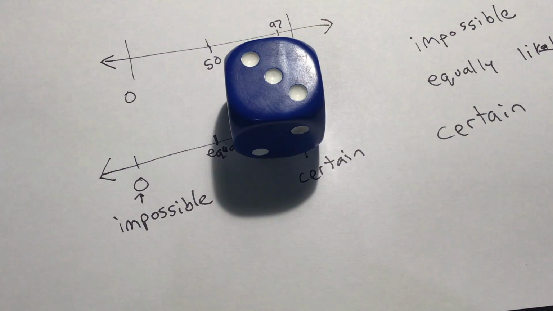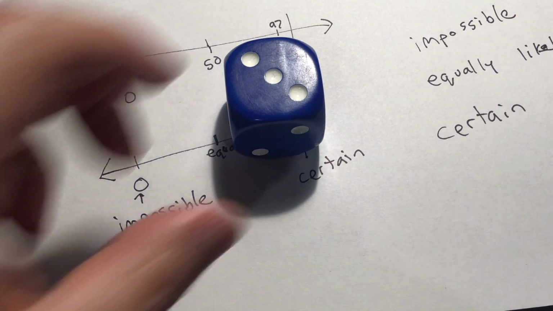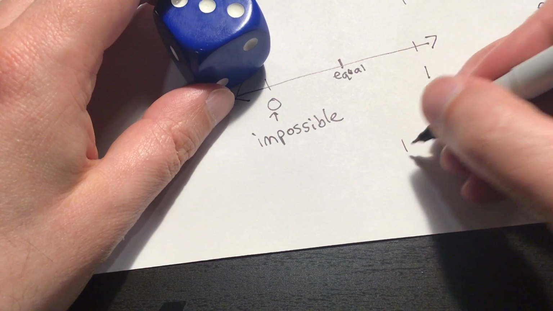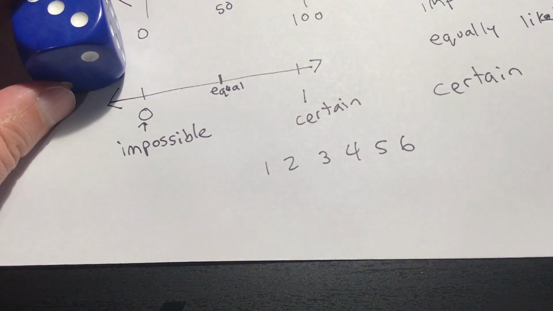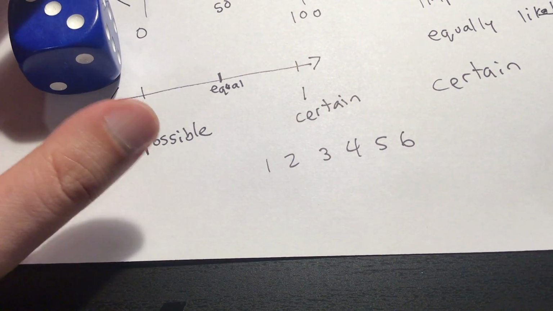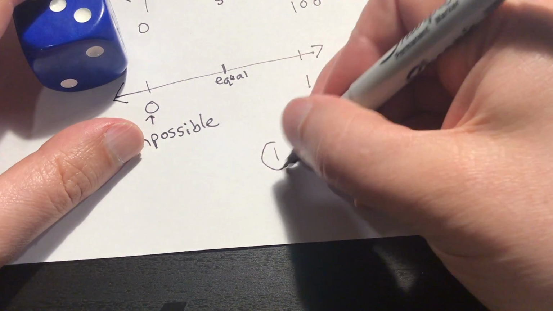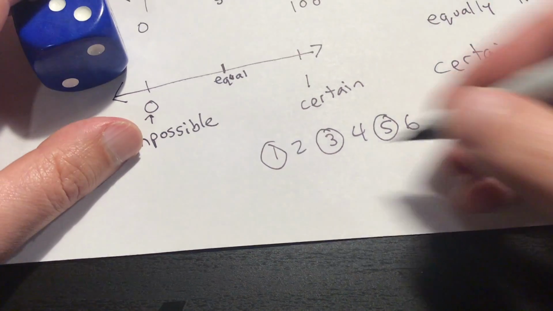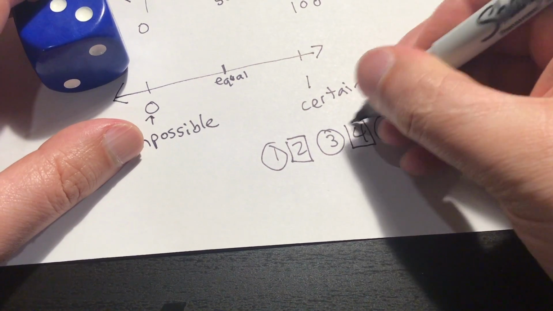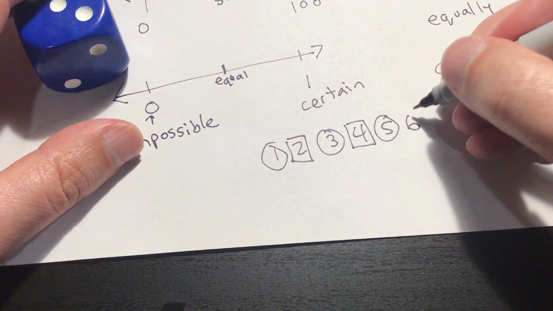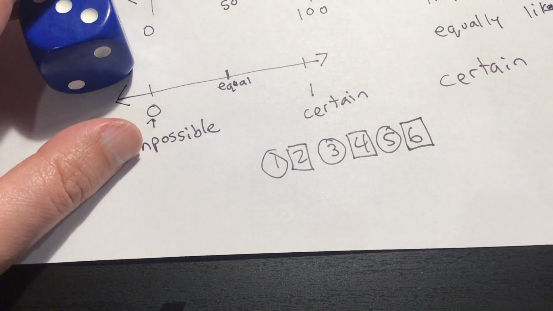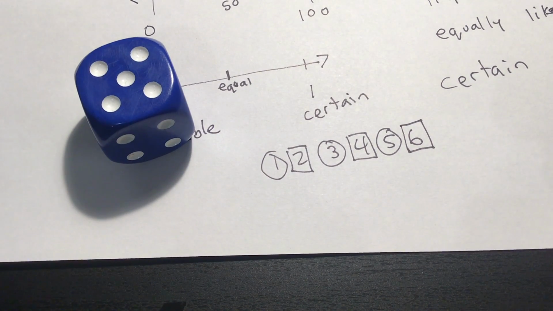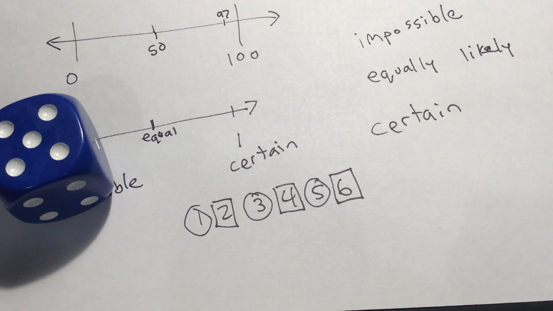And on my dice example, something that would be equal would be even or odd. Okay, so the numbers on the dice are 1, 2, 3, 4, 5, 6. So I could say it's equally likely that I roll an even number or an odd number, right? Because we've got odd 1, odd 3, odd 5, and we've got even 2, even 4, and even 6. Okay, so if I roll the dice, I have an equally likely chance of getting an even or odd.